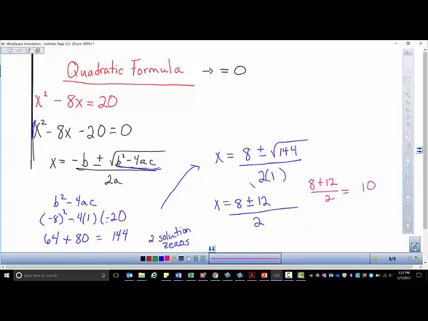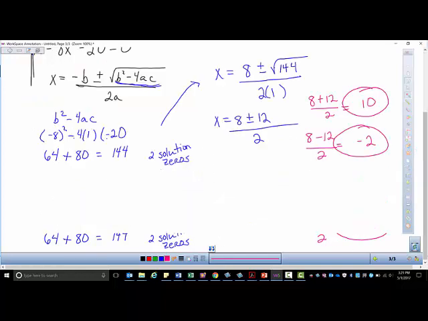And then I get 8 minus 12 divided by 2. So 8 minus 12 is negative 4, divided by 2 is negative 2. So these are my two answers, my two zeros, my two solutions, however you want to say it. Okay, let's try another one.